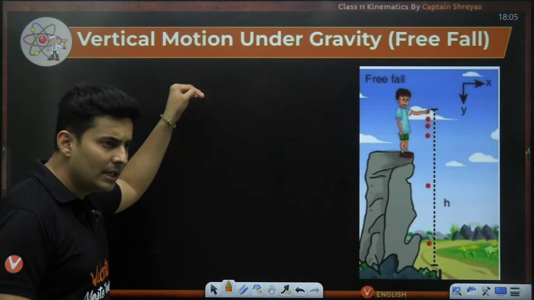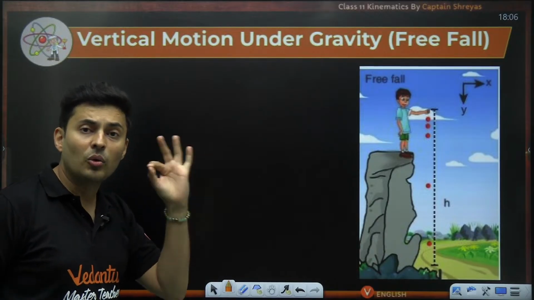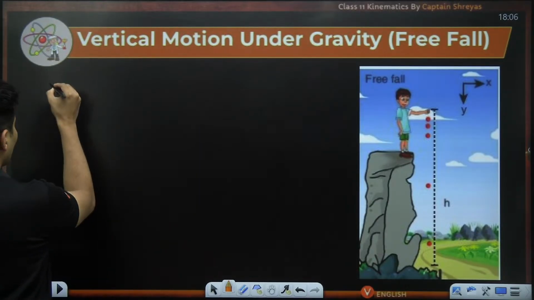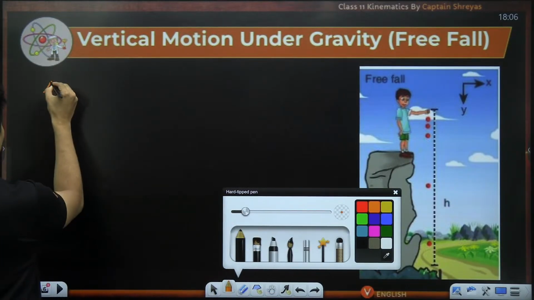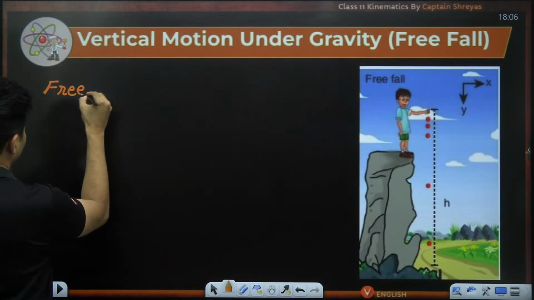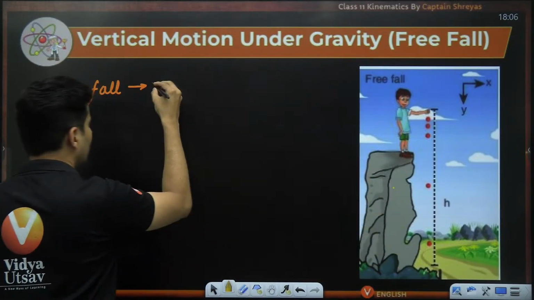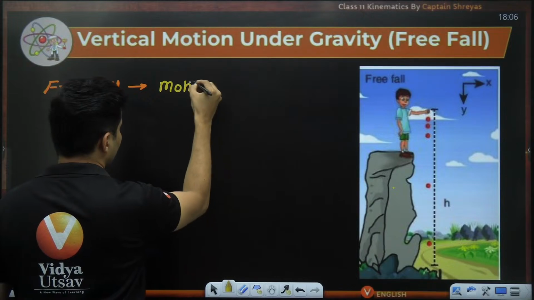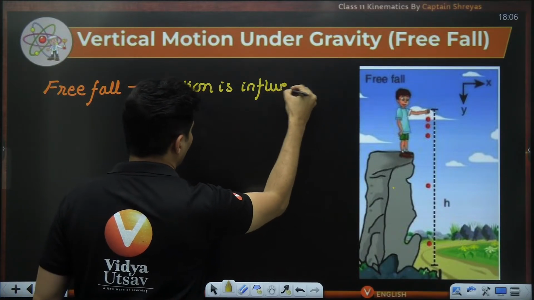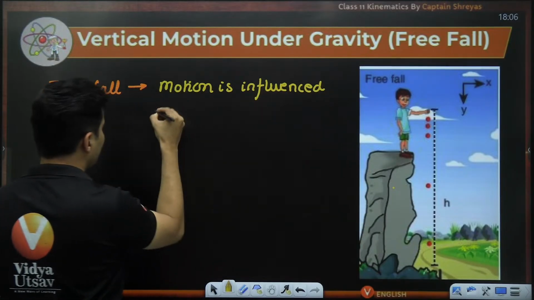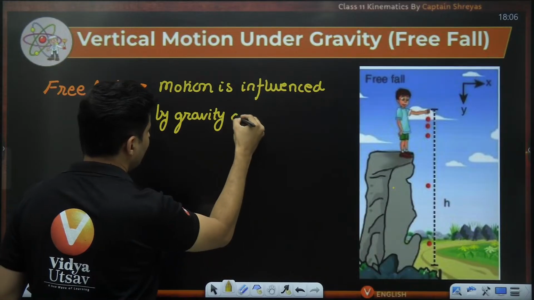Free falling need not mean it is falling down only. It could also mean it is going up, but it is only under the influence of gravity. So the word free fall technically means the motion is influenced by gravity alone.